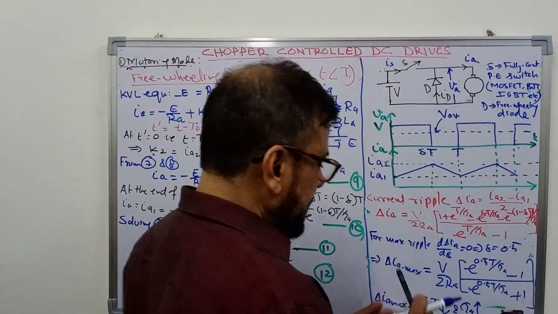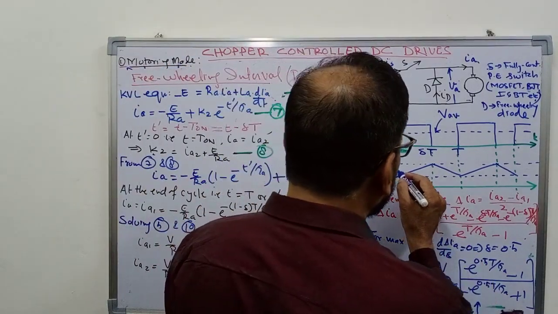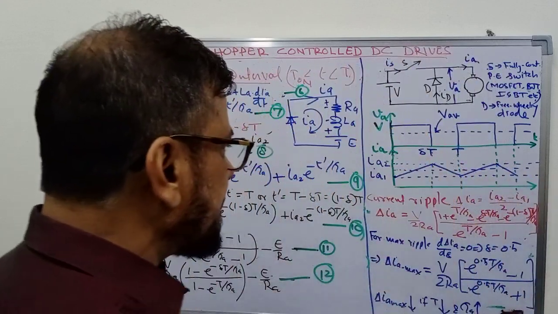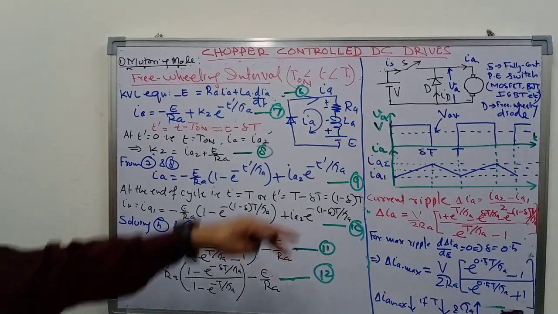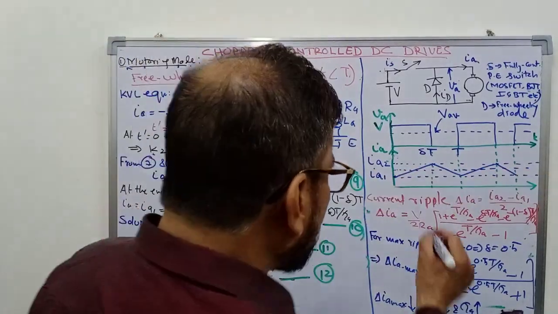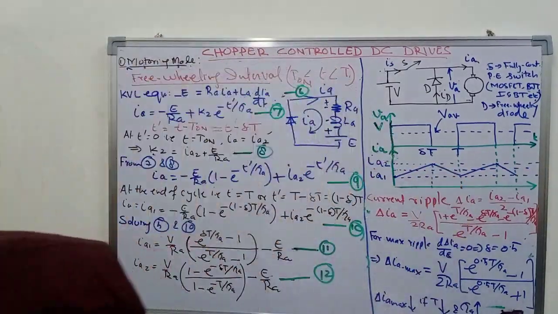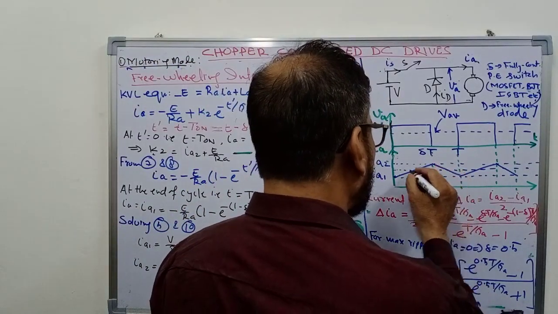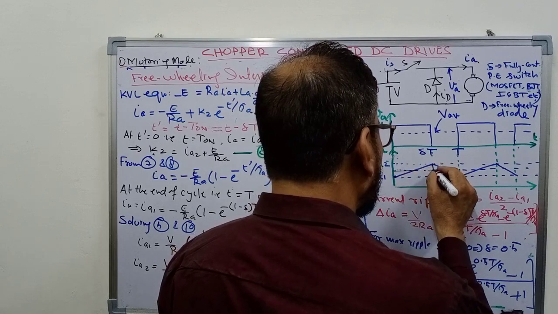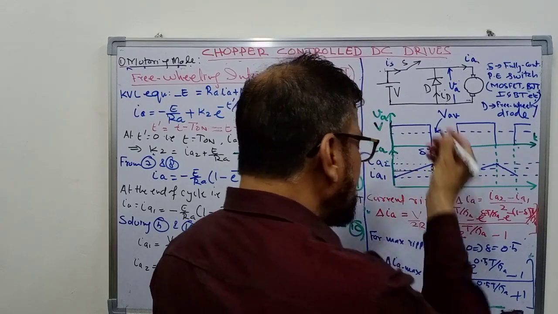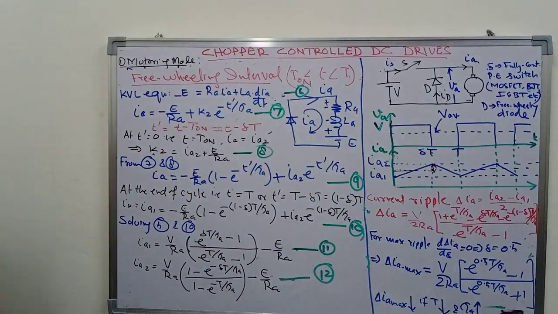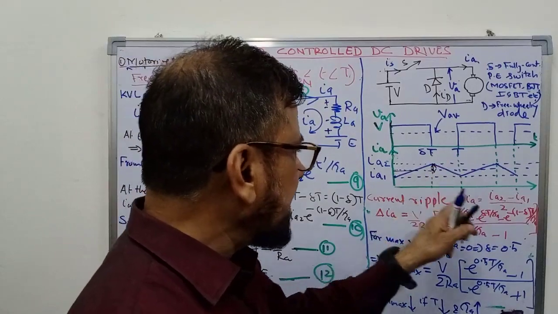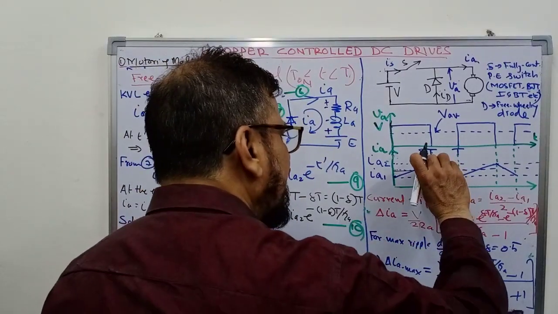That is, current actually will have certain average value here. This average value will be equal to Ia1 plus Ia2 divided by 2. So this is the average value, and the current ripple can be shown like this. So this is the current ripple. How much current is above the average value of the current? That you can define as Ia2 minus Ia1 divided by 2. So this is the current ripple.